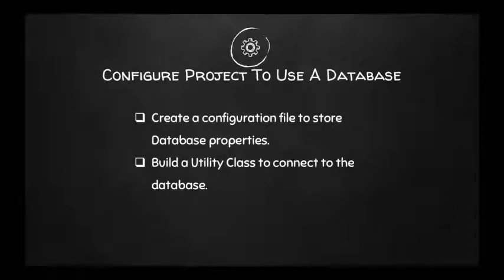All right, so the next few things we need to do in our project is configure the project to use the database. This will require creating a configuration file to store database properties and building a utility class to connect to the database. For this particular example, I've actually combined the two so that they're in the same program. However, for the next lesson, I will have a more defined project with more objects and a complete Spring application laid out for you. But for time constraints, I'm keeping this very simple for this presentation.